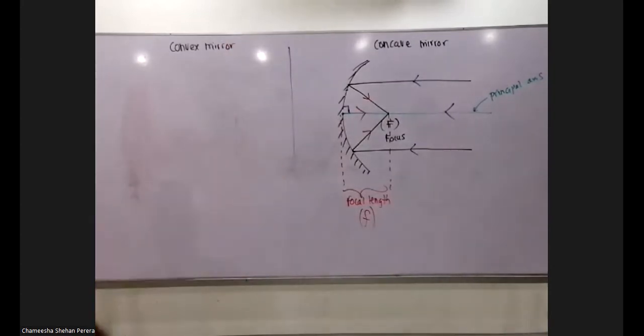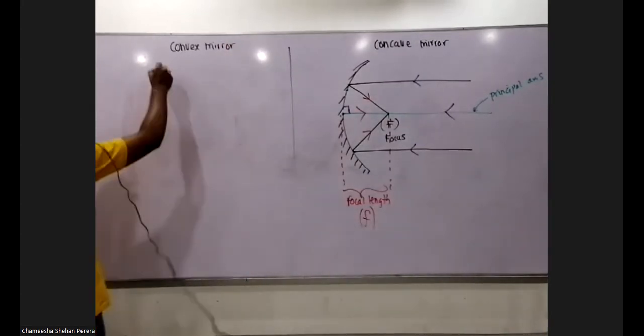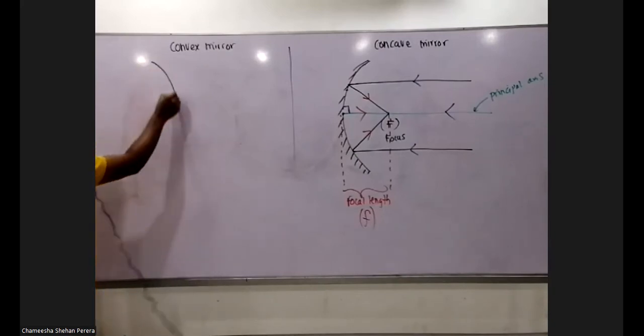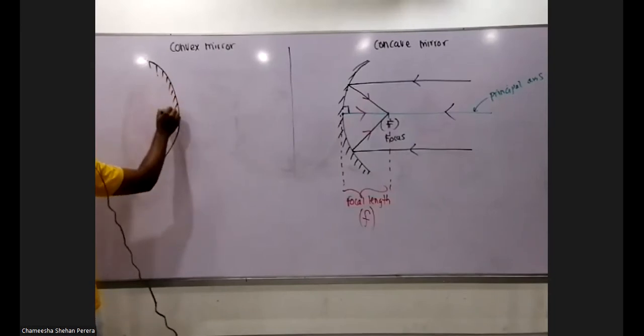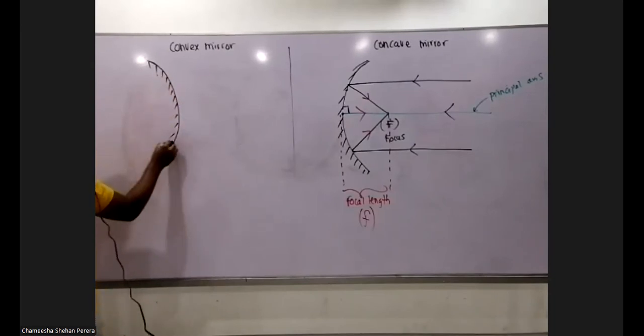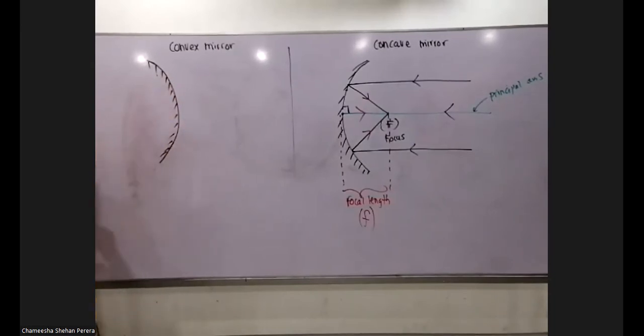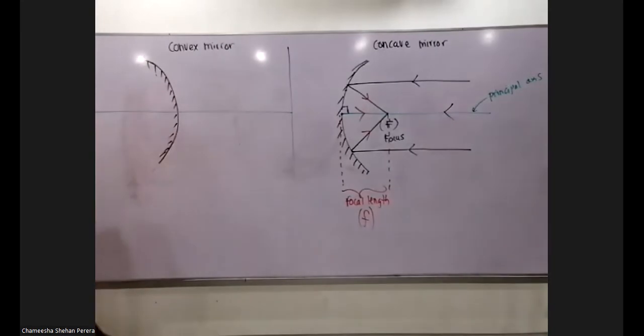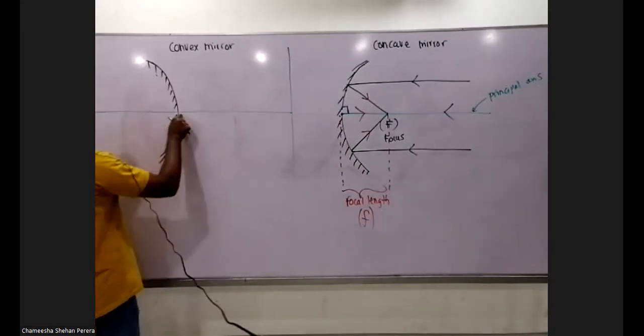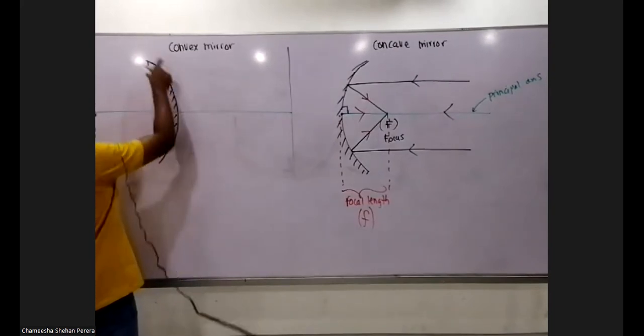The next thing, we come across the convex mirror here. Right, we have a convex mirror. Then we have to mark the principal axis here as well. The principal axis has to start from the very midpoint of the curved surface.